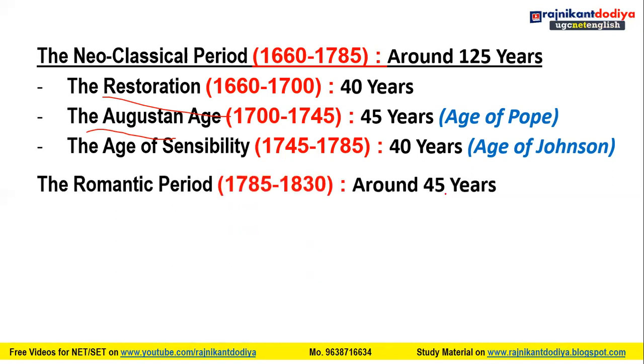Then the Romantic period is there. First, let's repeat. The Neoclassical period covers three different periods: Restoration, Augustan, and Sensibility. So keep in mind these points: Restoration, Augustan, and Sensibility. Then the Romantic period.